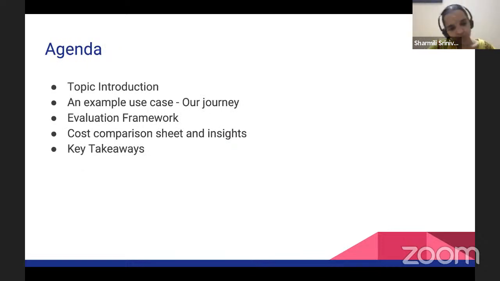So I'll quickly start with the agenda for today. I'll briefly introduce the topic, what we are going to discuss today in this first talk in the series, and I'll also introduce an example use case which will be the translation use case. I'll also share a bit of the journey which we went through for this use case, and I'll also introduce the evaluation framework which we use specifically for this use case to do the cost analysis.